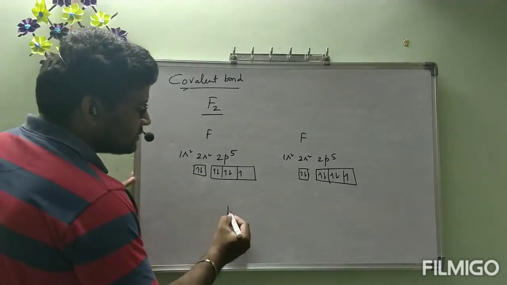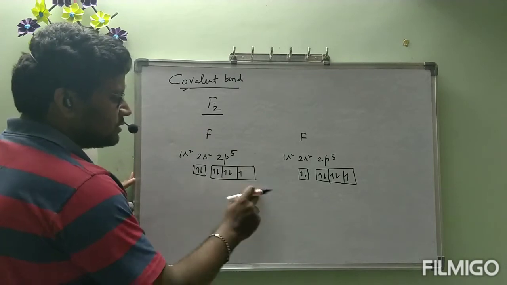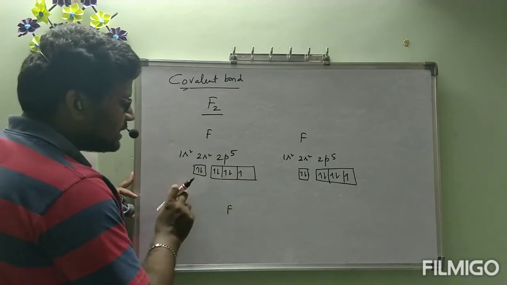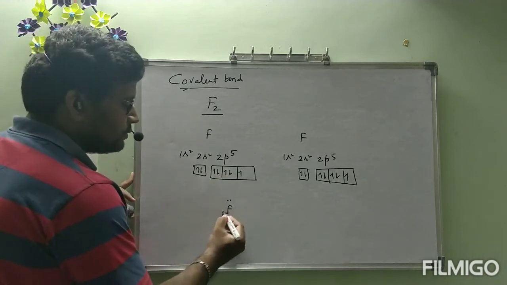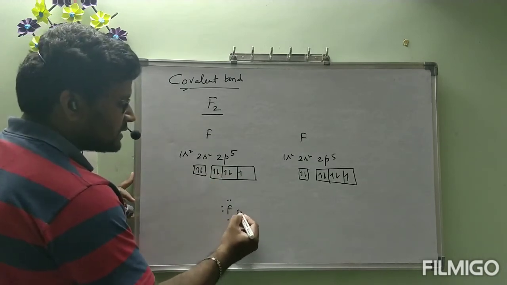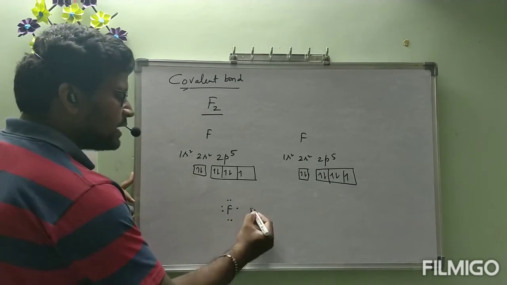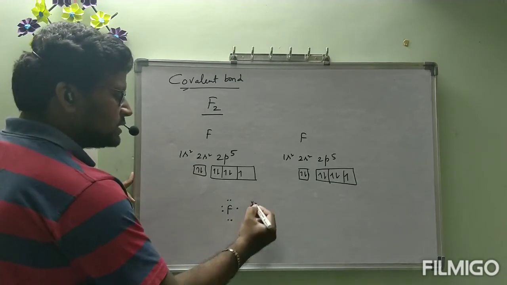Let us see. This fluorine, how many valence electrons are there? 7 valence electrons are there. 2, 2, 2, 6 plus 1, 7. Okay. 1, 2, 3, 4, 5, 6, 7. Another fluorine also has 7 electrons.